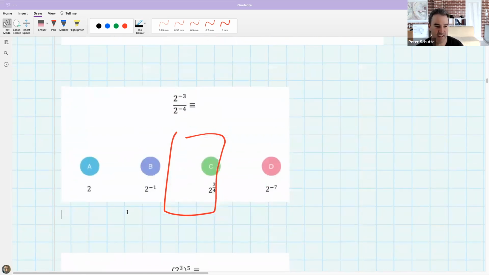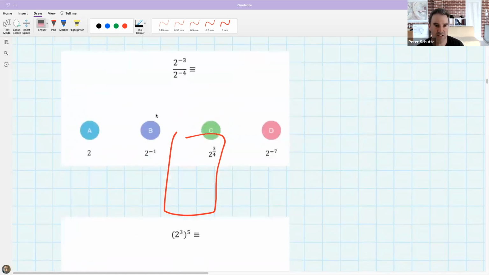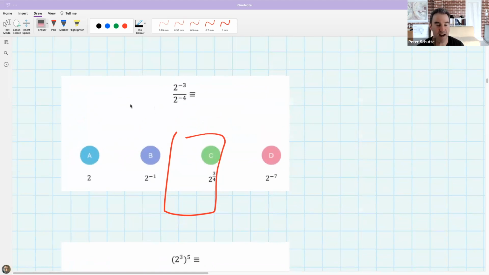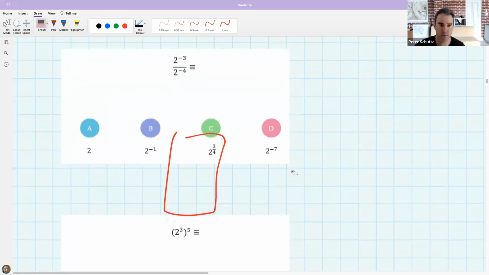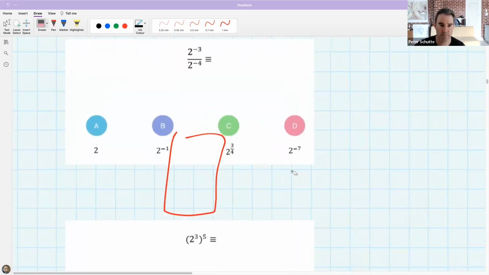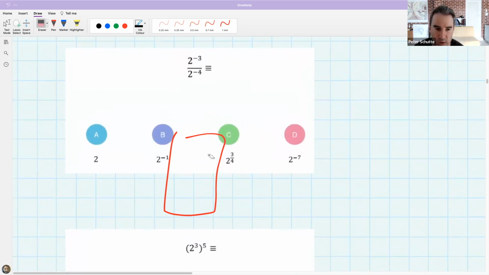So let's see if we can get this one. New question. What is the answer to 2 to the power of -3 over 2 to the power of -4? And I'm going to try and rub out my funny box here while you work on that. This is a little bit trickier because there's negative powers. I don't know why that thing is not going away, but maybe I've made it angry again.